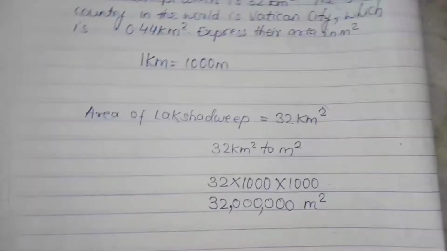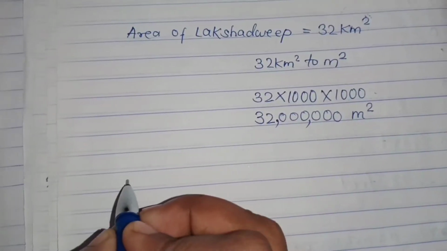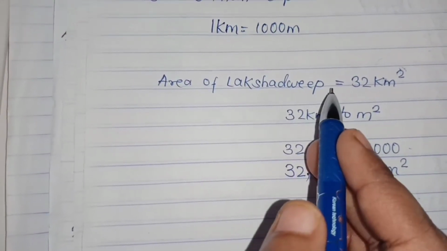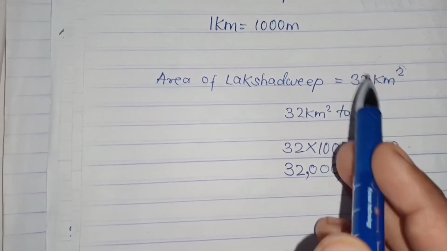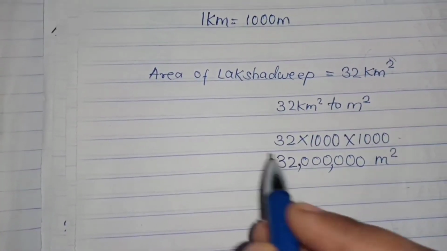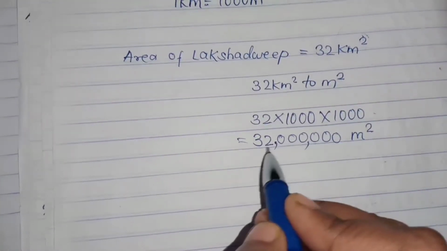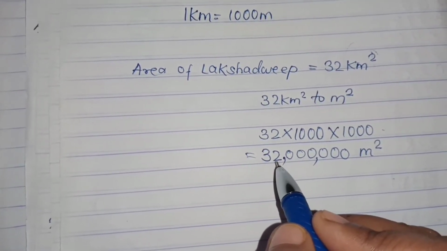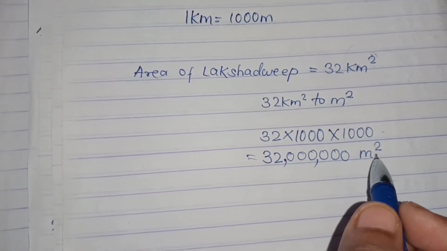Okay, now let's see one more question. Okay, so area of Lakshadweep. So area of Lakshadweep in kilometers how much? 32 kilometer. And area of Lakshadweep in meter square is how much? It is 32 million meter square.